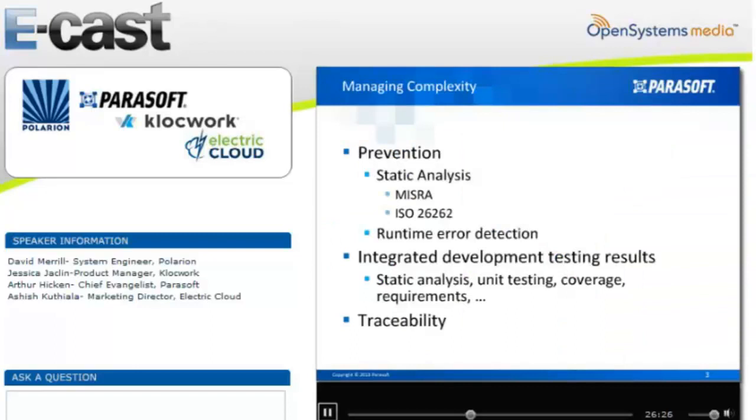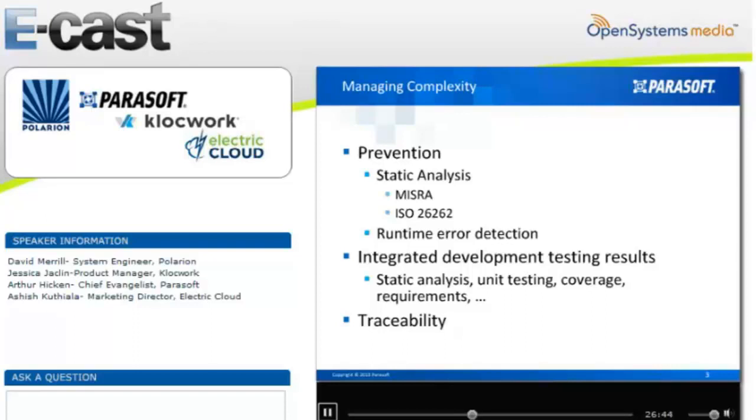And so we ask ourselves, if we have all this software and we have all these complicated systems that we've mentioned, how can I get a handle on this? And the way to really do that is three basic steps. And one is just prevention. And with prevention, the best thing you can do is go after things like static analysis.